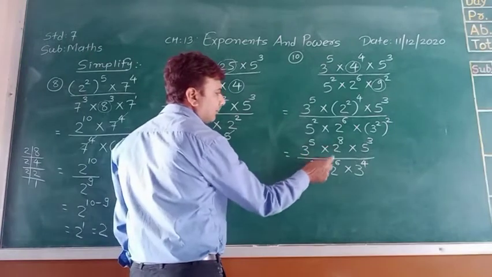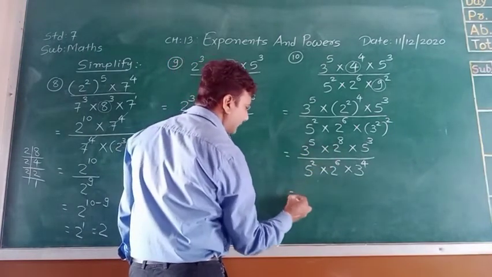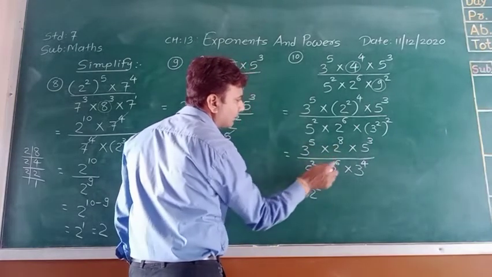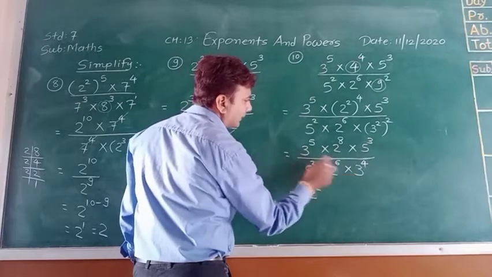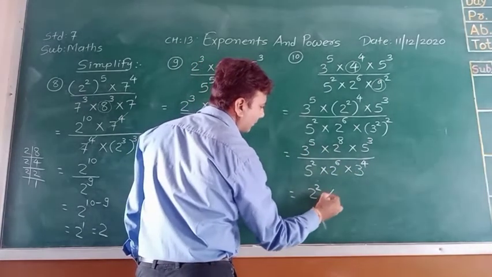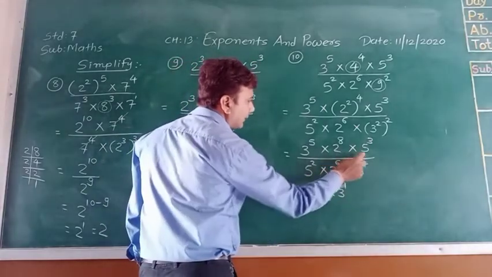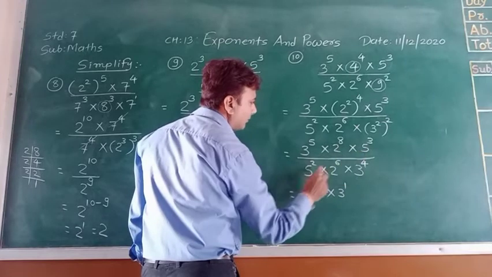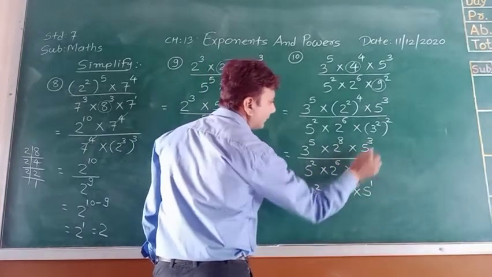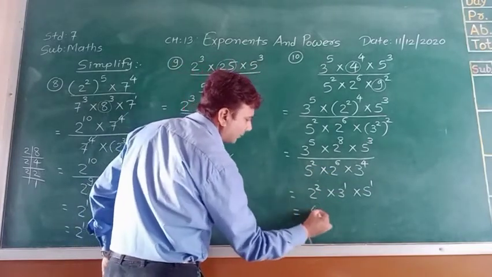Same base, division, subtraction of their powers: 8 minus 6 is 2. The same way, division, subtraction of their powers: 5 minus 4 is 1. Same way, 3 minus 2 is 1. We know 2 squared is 4.